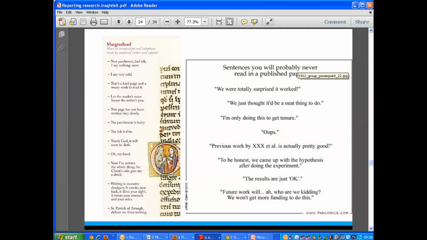Good. So this is just a light touch to add to the presentation. This is from the Book of Kells on the left, which is an ancient Irish manuscript, where the people who were writing it all up, monks living in the west of Ireland, as they were writing up the Book of Kells, wrote little doodles or little notes to themselves or to their colleagues, saying things like, that's a hard page and a weary work to write it, the ink is thin, etc., etc., or oh my hand.